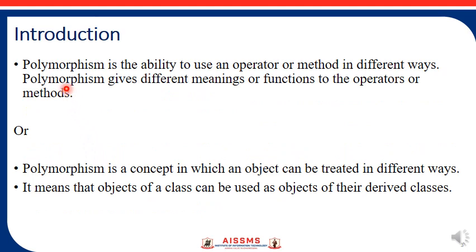Polymorphism is the ability to use an operator or method in different ways. Polymorphism gives different meanings or functions to the operators or methods. Now how, we will see with an example. Polymorphism is a concept in which an object can be treated in different ways. It means that objects of a class can be used as objects of their derived classes.